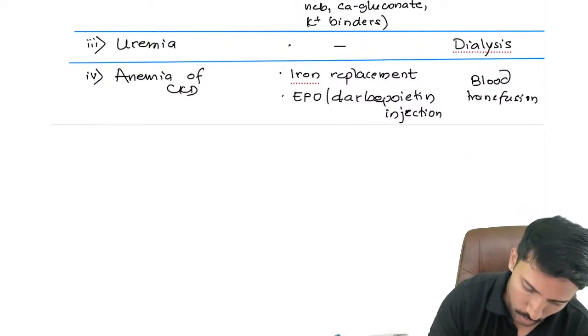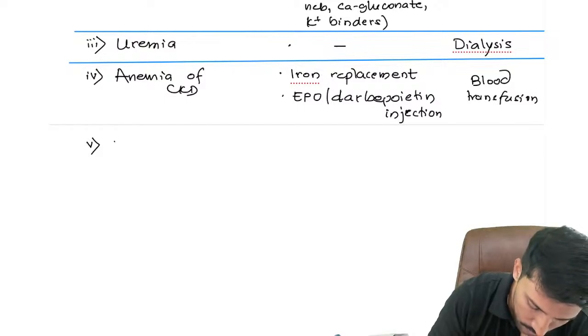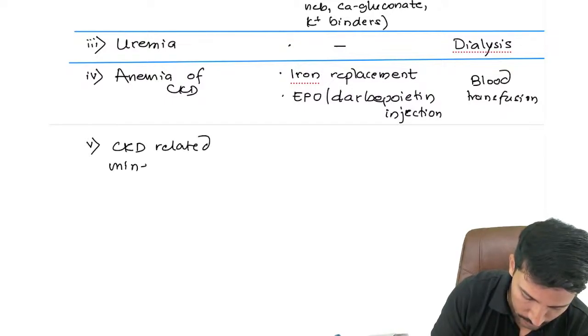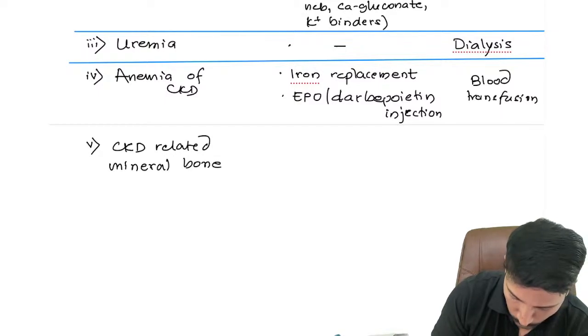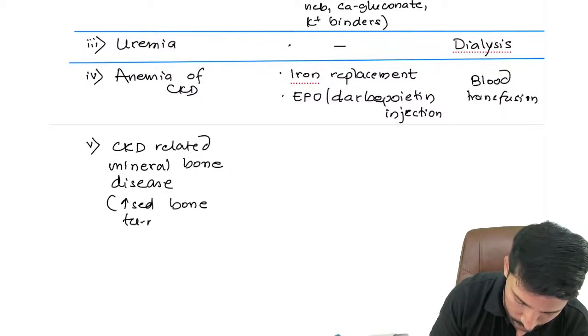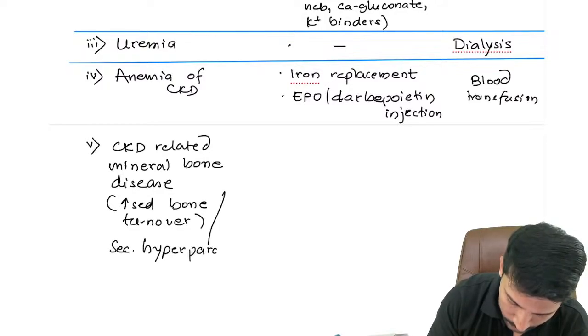Okay. Now the next complication that we can talk about here is the increased bone turnover, or what we call CKD related mineral bone disease, where there is increased bone turnover, or you can also call it secondary hyperparathyroidism. So how will I treat it?